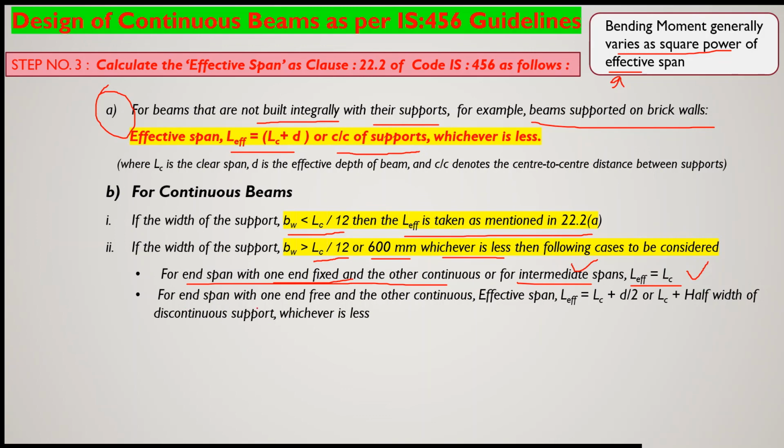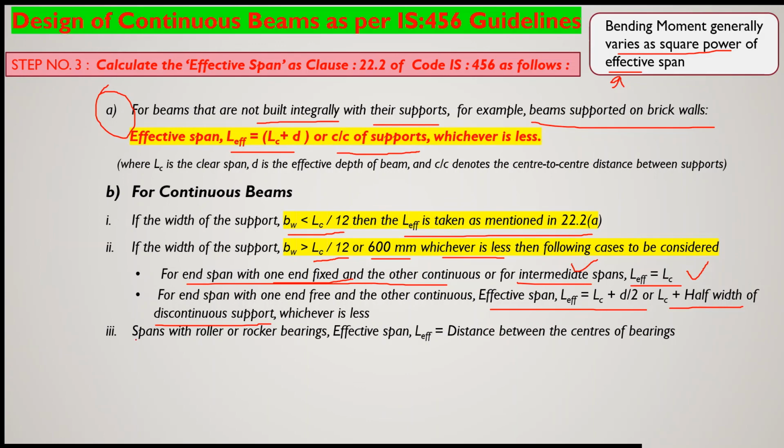Second, for an end span with one end free and the other end continuous, in that case you have to take effective span by this formula: LC plus D by 2, or LC plus half width of discontinuous support, whichever is less. You will be able to understand all the guidelines when we go through a design problem.